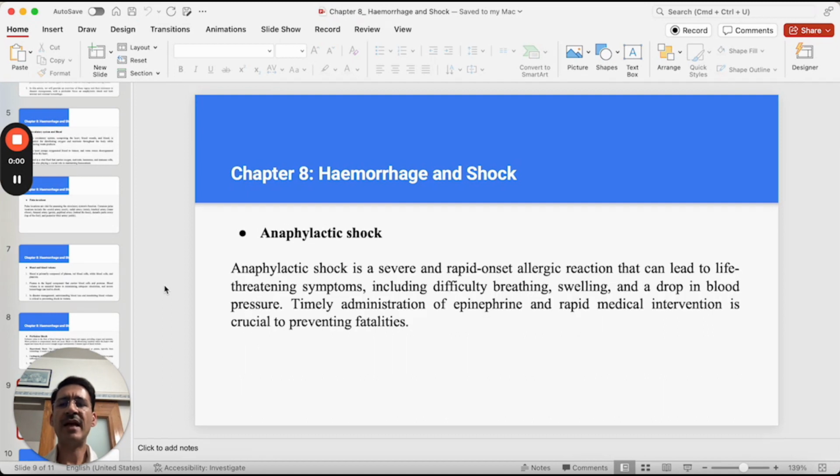Anaphylactic shock. Anaphylactic shock is a severe and rapid onset allergic reaction that can lead to life-threatening symptoms, including difficulty breathing, swelling, and a drop in blood pressure. Timely administration of epinephrine and rapid medical intervention is crucial to preventing fatalities.